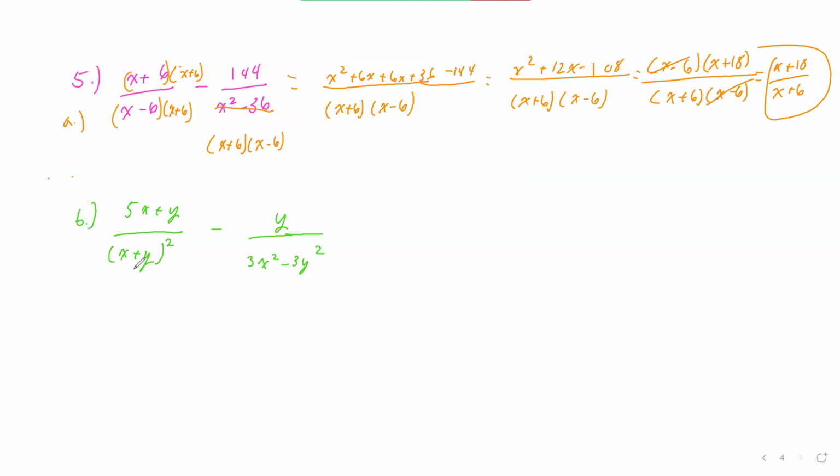Or what might be better, rewrite x plus y squared as x plus y times x plus y, just so you can make sure that you know everything that you have over here. Over here, I notice that they both have a 3 in common, so I'll divide them all by 3. That gives me x squared minus y squared. Hopefully you can notice this. They're two perfect squares with a minus sign in the middle. This is a difference of squares.